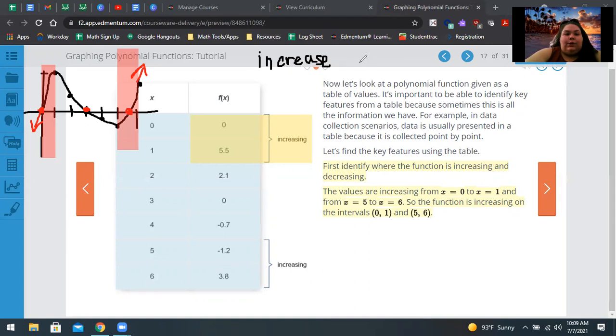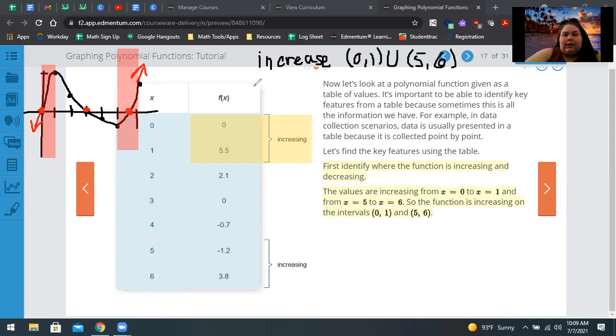So it is going to be an increase from 1 to 2, or 0 to 1. And then we have a break because it's decreasing. We only want to increase. So we're going to put a union for that jump. And then it would be from 5 to 6.